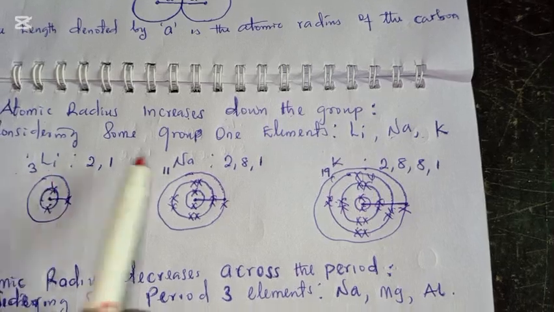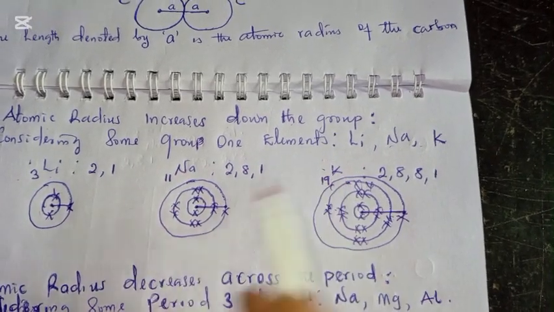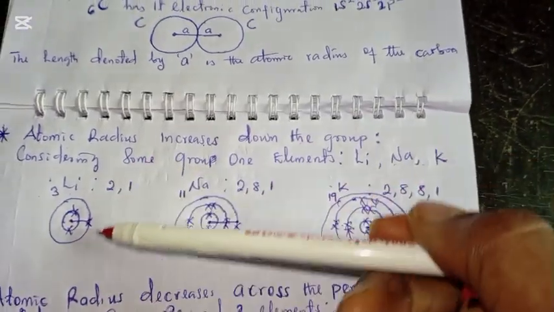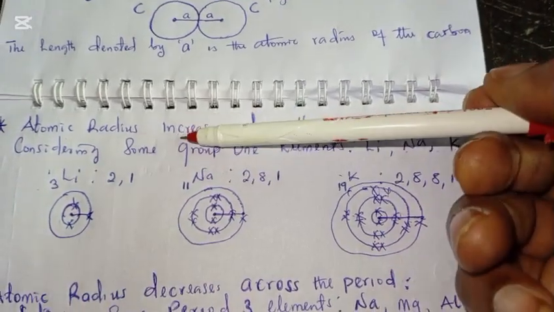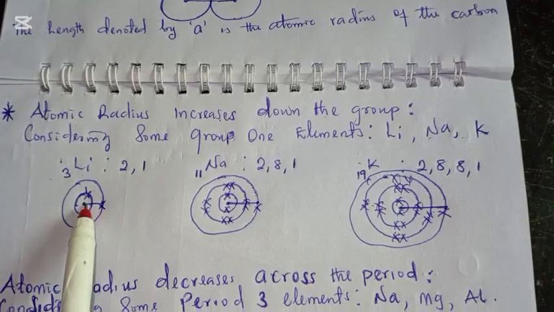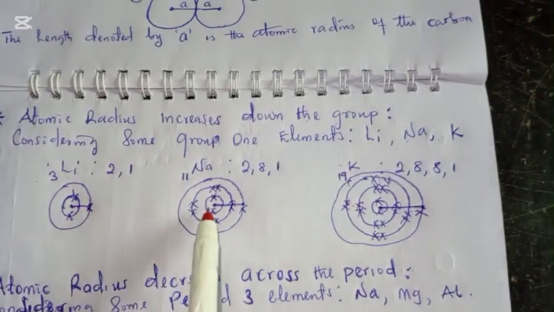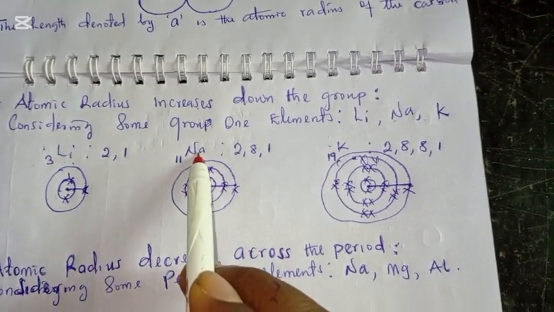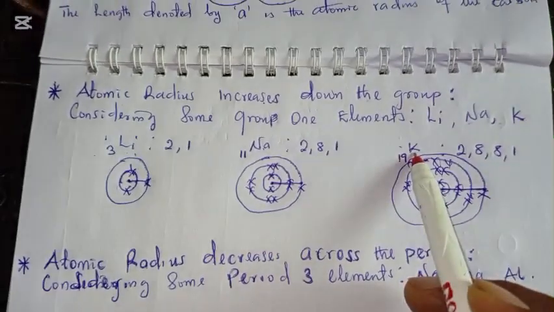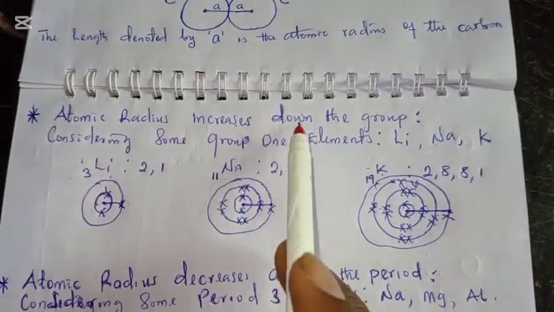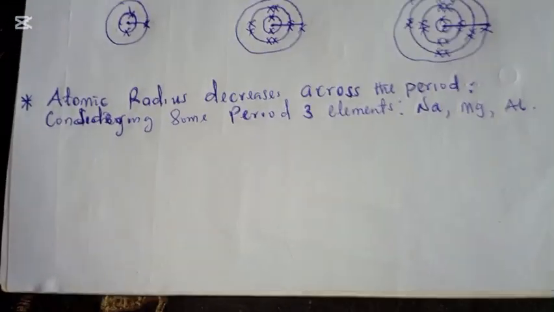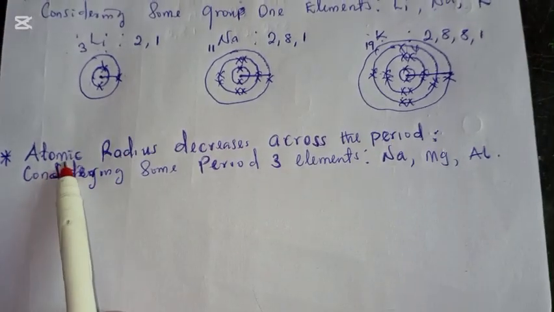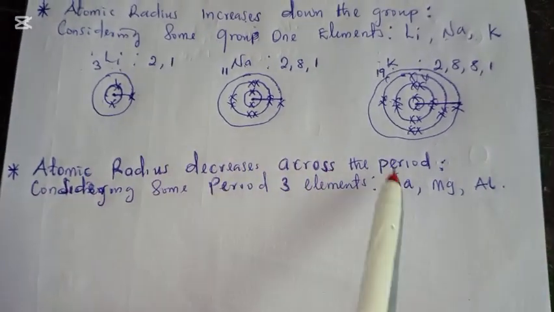Now, these three elements, lithium, sodium, and potassium, are some elements in the group 1 family when you consider it down the group. So looking at what I just said, you notice that the atomic radius increases from lithium to sodium and to what? To potassium. On that note, you can actually see that the atomic radius increases down the group. Are you following through? Now, another point you need to consider when it comes to atomic radius is the fact that atomic radius decreases across the period.